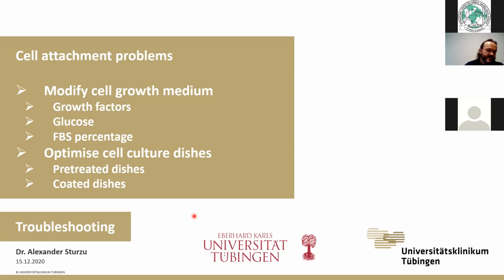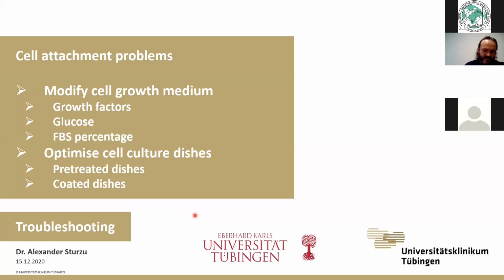So you have the option of using pre-treated dishes, in which the plastics are treated with some chemicals to make them more porous and make it easier for the cells to attach. Or if this is not enough, then you can also get coated dishes, where the surface is coated with some protein, which is then easier for the cells to form protein-protein interactions with their extracellular proteins.